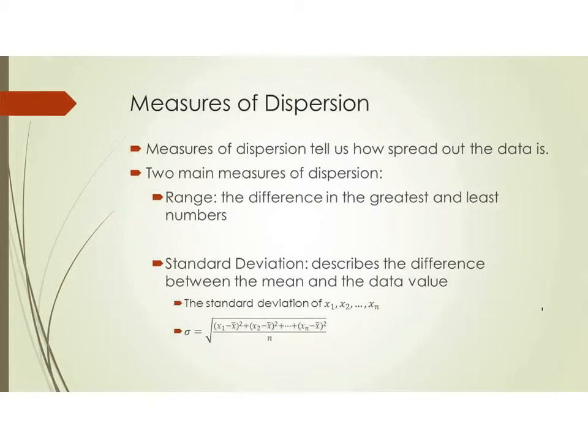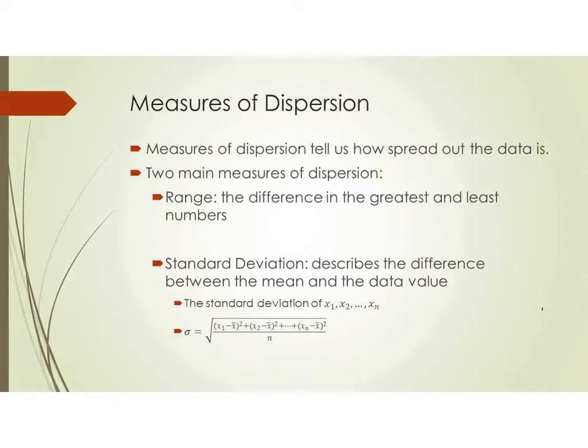So the next step is measures of dispersion, and dispersion would tell you how spread out your data is. So the one that you probably know about is the range. And to find the range of some data, we're going to take the greatest number, the highest number, minus the smallest number, and tells you how far the data is spread out. So that's the range. The new one we're going to add is the standard deviation.